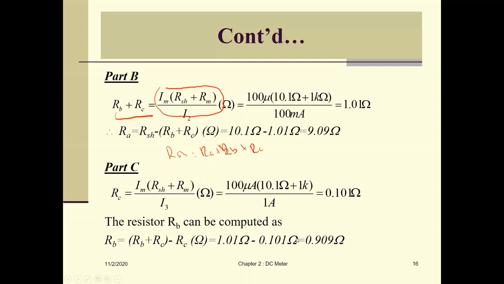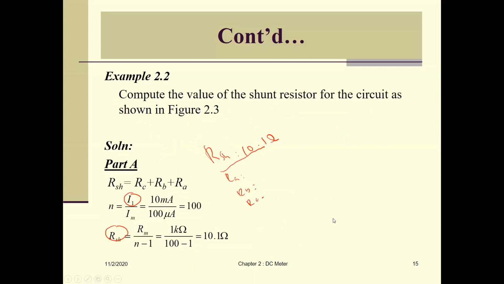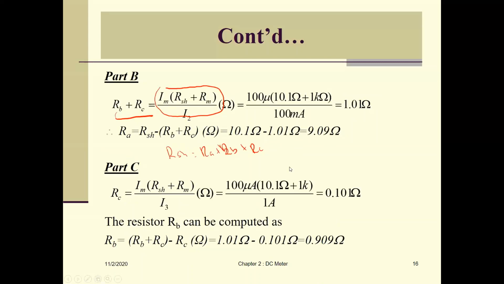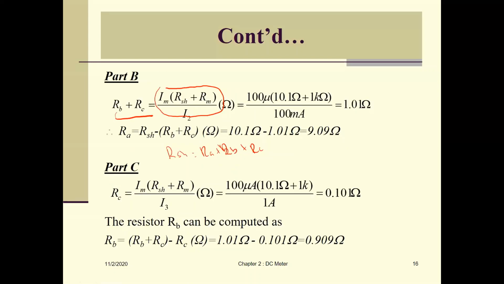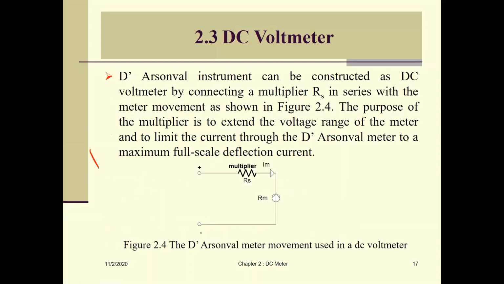For example, 0.1 plus 0.9 plus RA, which is 9.09, so the total shunt resistance is 10.1 ohm. That is the formula to calculate the shunt.